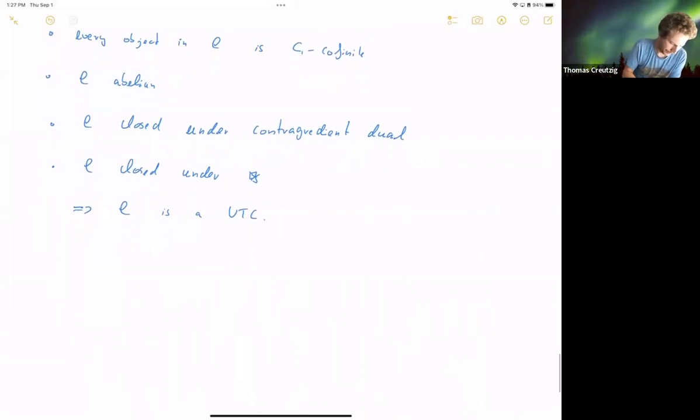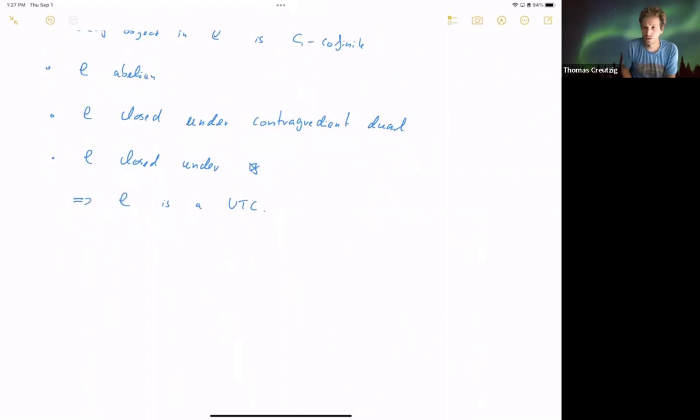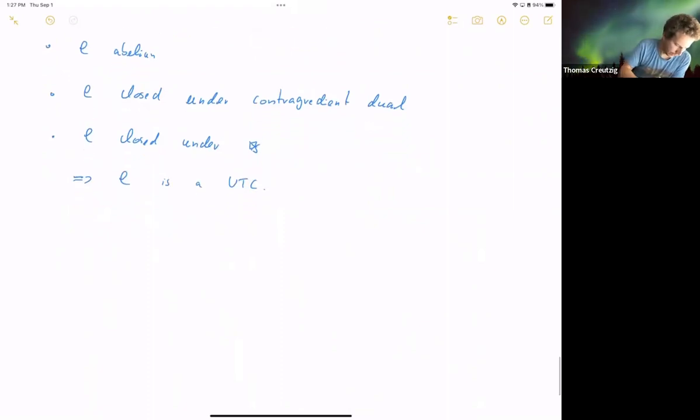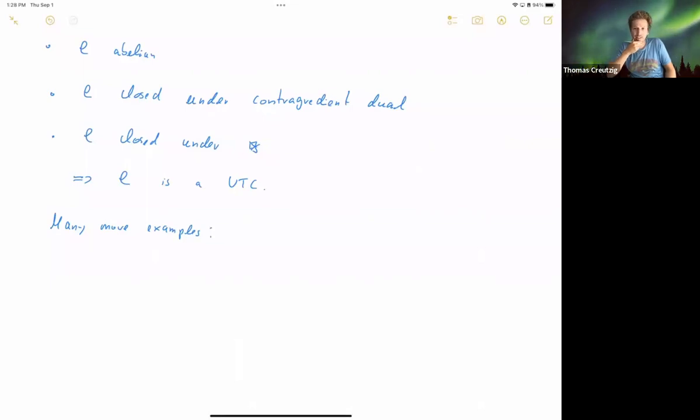Okay. So now, I like this theorem a lot because one gets a lot out of it. So what do we get out of it? We get many more examples. And we can think about it. So the first theorem here was the result that the category of ordinary modules of an affine VOA at admissible level is a vertex tensor category. Well, why is that the case?